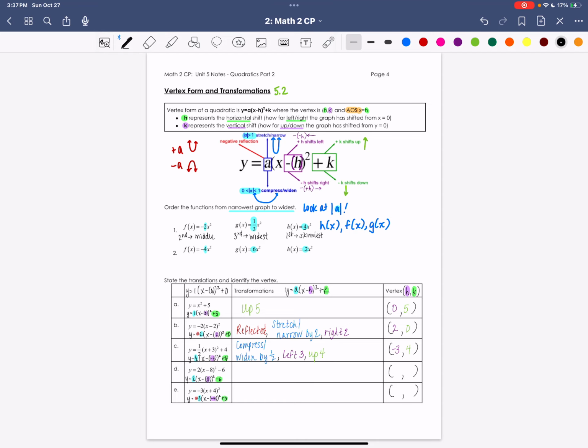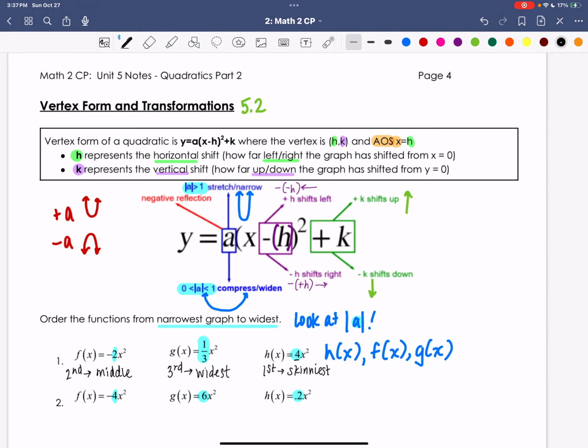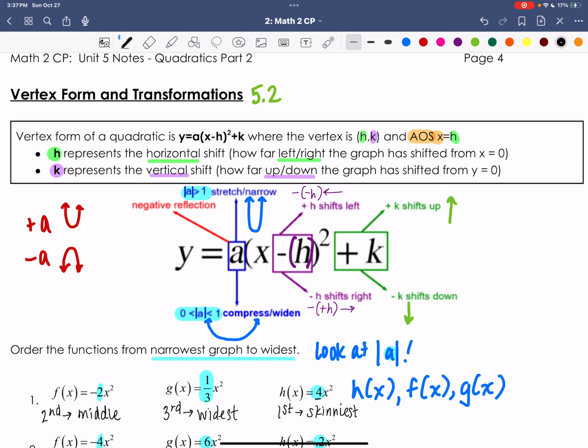All right, today we're going to talk about vertex form and transformation, so let's get started. So first off here, we have the vertex form of a quadratic is this formula right here, and the vertex is h comma k, and the axis of symmetry is x equals h. So remember, the axis of symmetry is the line that goes through the middle of your parabola.